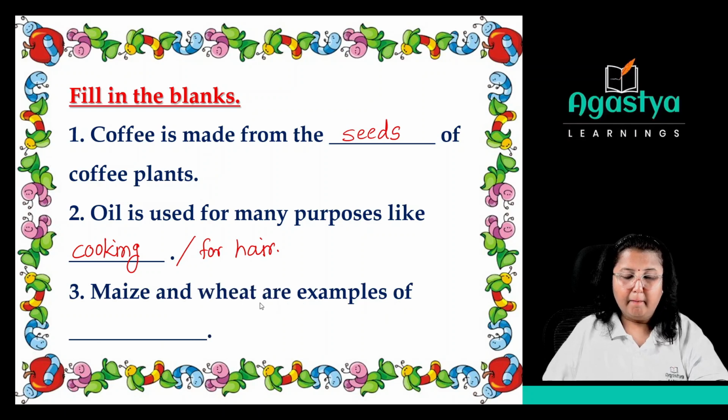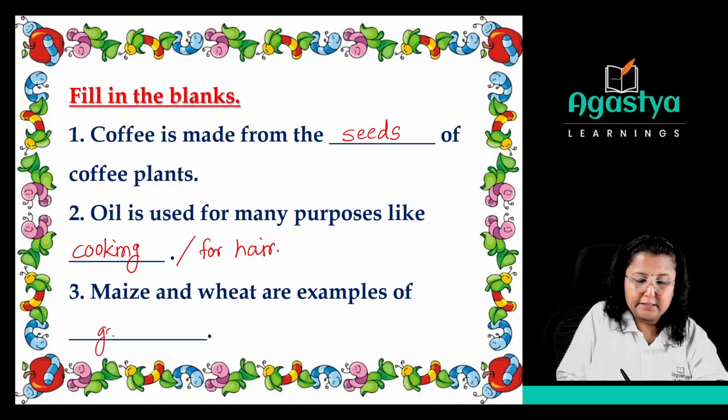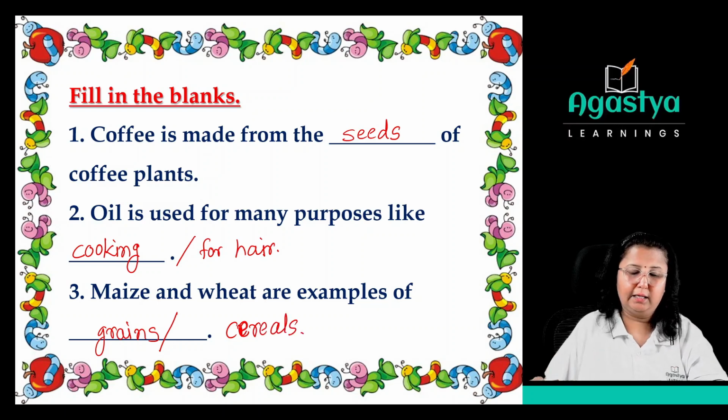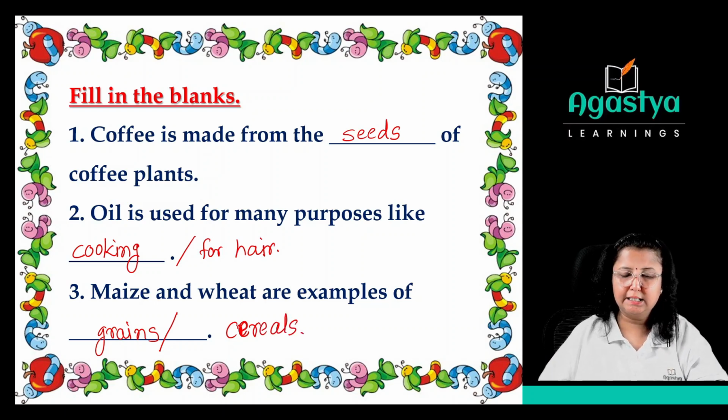Next one: Maize and wheat are examples of grains, or what word can we use? Cereals. So either you can write grains or cereals.